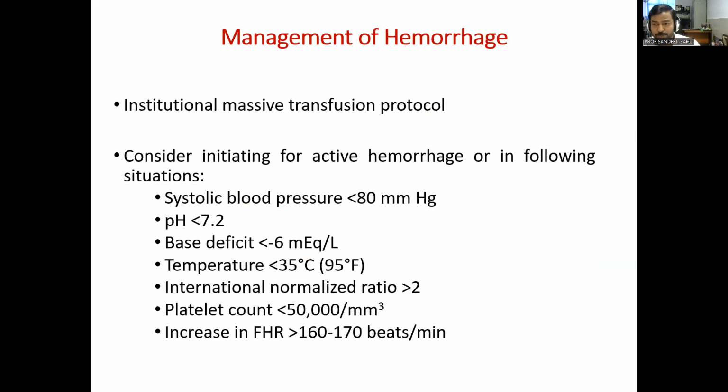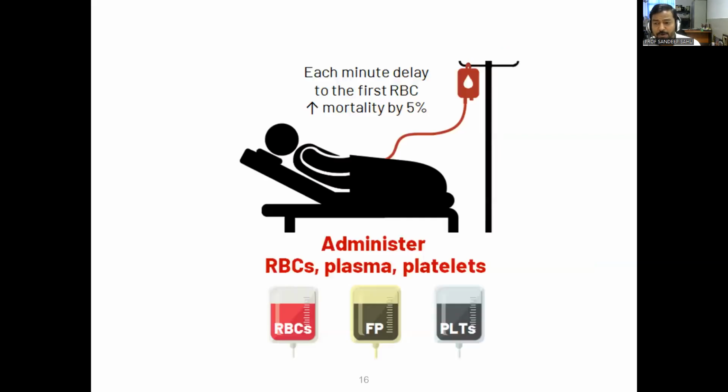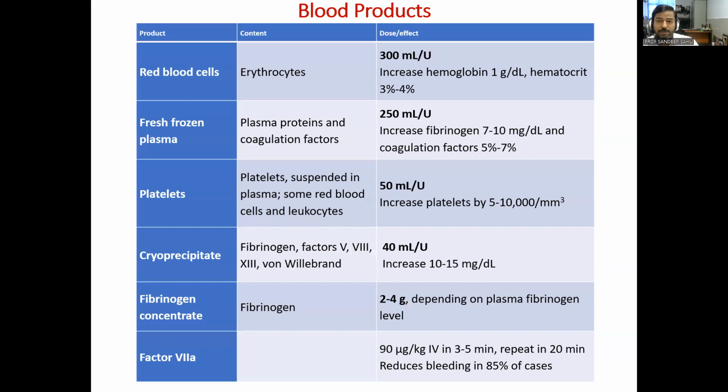So we should achieve this massive transfusion protocol in these patients, as per our local protocol, because we have to administer all three things: platelets, FFP, cryo, and PRBC. If we see the blood products, I will touch on PRBC last. The FFP, which has the fibrinogen and coagulation factors, is to be initiated first.